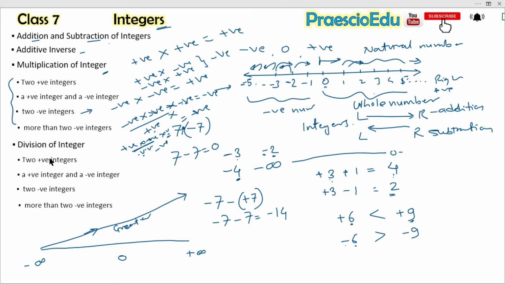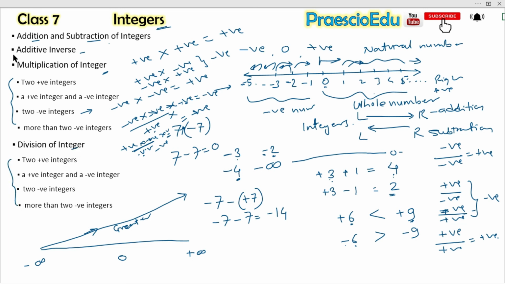Same about division of numbers also. If we divide a negative by any negative, the answer will be positive. If we divide any positive by a negative, or any negative divided by a positive, the answer will be negative. And if we divide a positive by a positive, the answer will be positive. So this is about division of integers also, the same as the multiplication of integers.